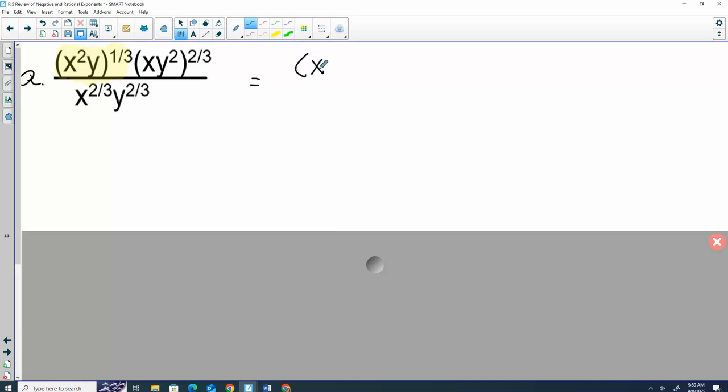So you're multiplying with the exponent already there. So 2 times 1/3 is 2/3. So x to the 2/3. This is a y to the first. 1 times 1/3 is 1/3. Then we do the same thing with the next parenthesis. So for my x's, 1 times 2/3 is 2/3. My y, 2 times 2/3 is 4/3.